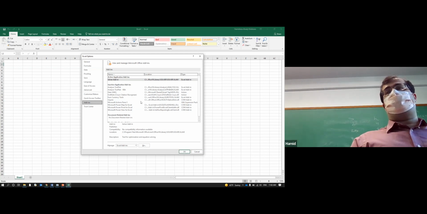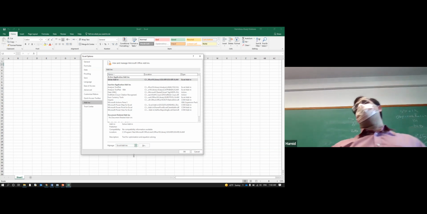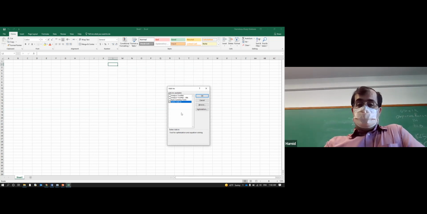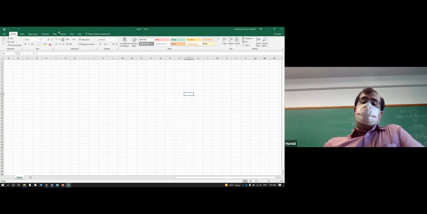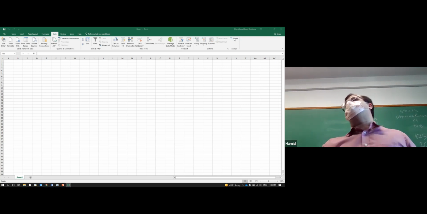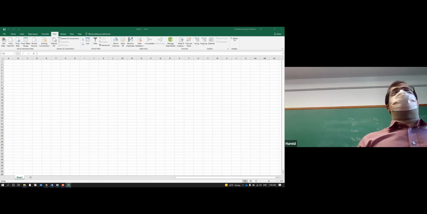So on the right pane, at the bottom, there is a section called Manage. Here it usually defaults to Excel Add-ins. If it's the default, just let this one be as it is, and then click on the Go button, and you see a list of available Excel add-ins. Just select Solver Add-in and click OK. And if you go to Data, you might see Solver on the almost far right side. If it's not available, just close your Excel and open it again. But usually it should happen when you select the Solver.